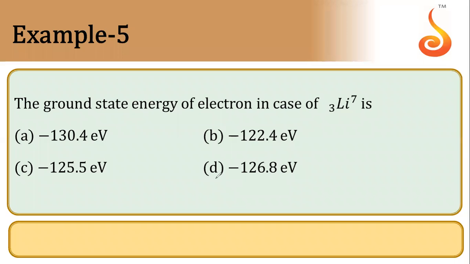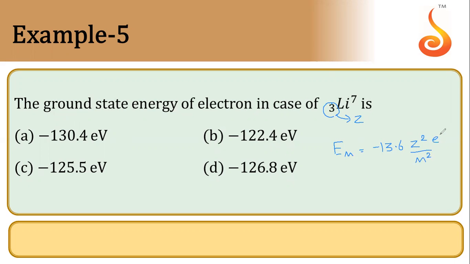Okay, this is example number 5. In this one, it is asked to find the ground state energy of an electron in the case of lithium. For that, we know the value of Z is 3, since the atomic number of lithium is 3. So the energy of the nth orbit is given by the formula minus 13.6 Z square by n square.